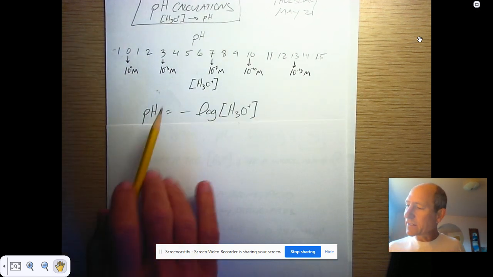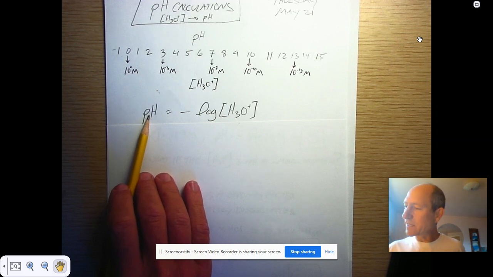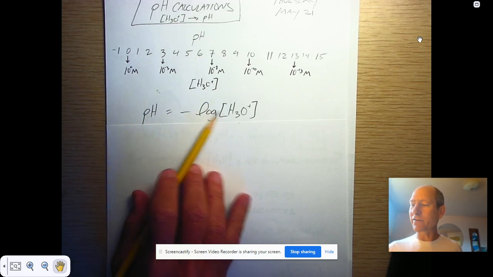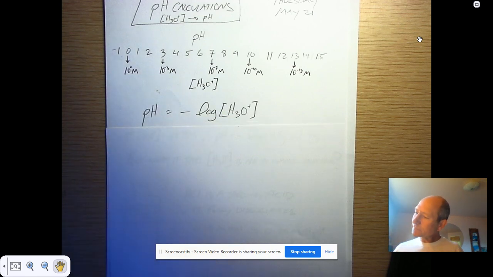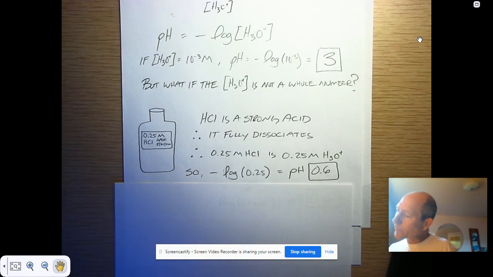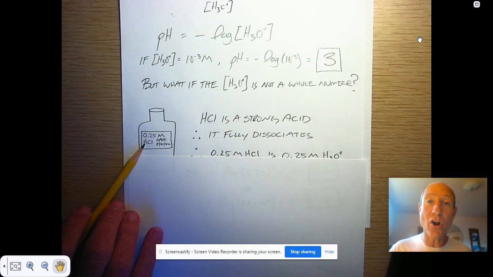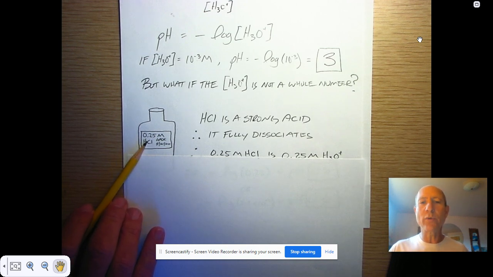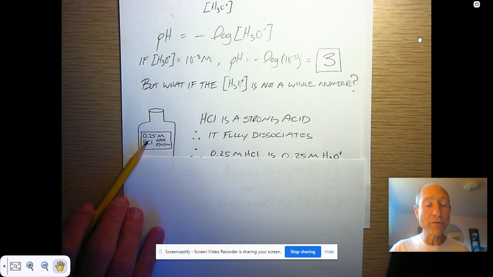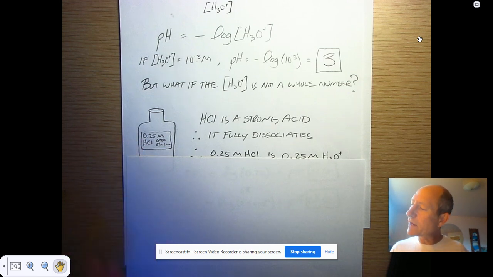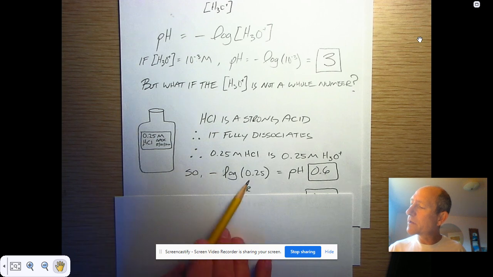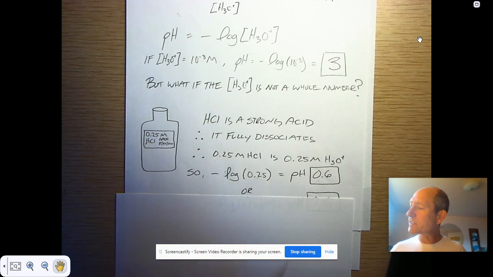So what we did is we used this: pH is equal to the opposite of the log of the hydronium ion concentration. And then we said, well, if we had 0.25 molar hydrochloric acid, and hydrochloric acid is a strong acid, meaning that it fully reacts with water, then we would have 0.25 molar hydronium. And the opposite of the log of 0.25 is 6/10. So the pH is 6/10.